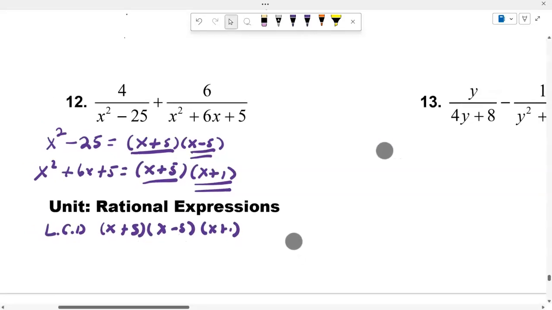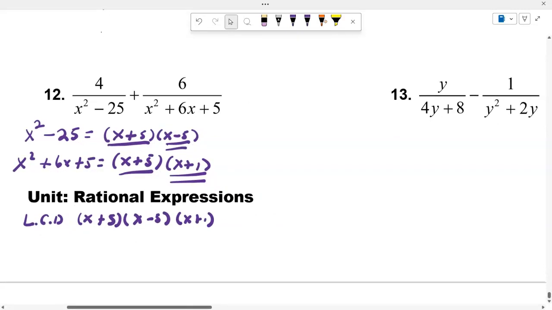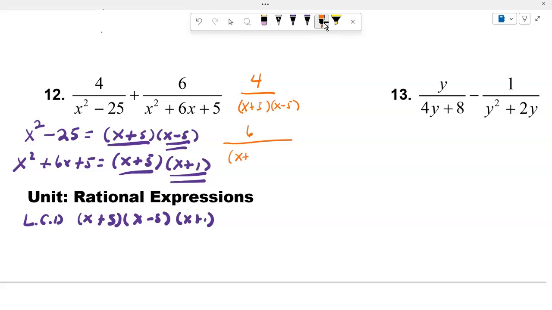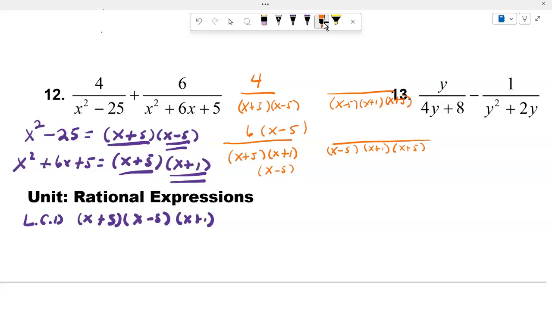Okay, so I like to write it vertically. So we have 4 over x plus 5, x minus 5, and then I have 6 over x plus 5 and x plus 1. My LCD is x minus 5, x plus 1, and x plus 5. So the only thing missing here is x minus 5, right? And I have to multiply the denominator by x minus 5. Over here, I have x minus 5, x plus 1, x plus 5. And the only thing I'm missing here is the x plus 1. So I have to multiply it by x plus 1.